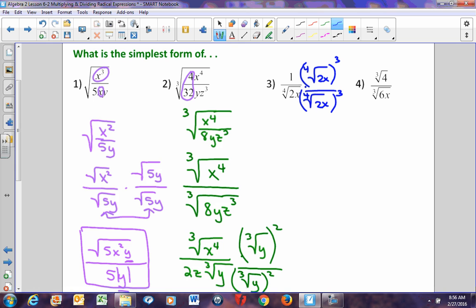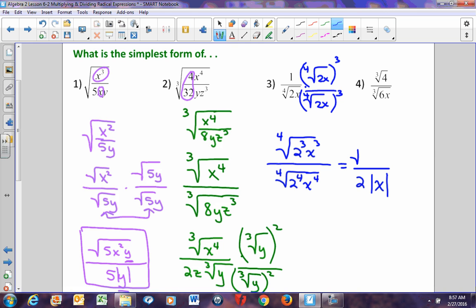Okay? So on the top, I will get the 4th root of 2 cubed x cubed, I just distributed that cube, over the 4th root of 2 to the 4th x to the 4th. Okay, which means what happens to the 4th root of 2 to the 4th x to the 4th? The 2 to the 4th comes out, so the 2 comes out and the x comes out. So in the bottom I'm going to have 2, but an absolute value of x because I took an odd number of variables out of an even number root. And on the top, I have 2 to the 3rd, which is 8, so I have the 4th root of 8 x to the 3rd.